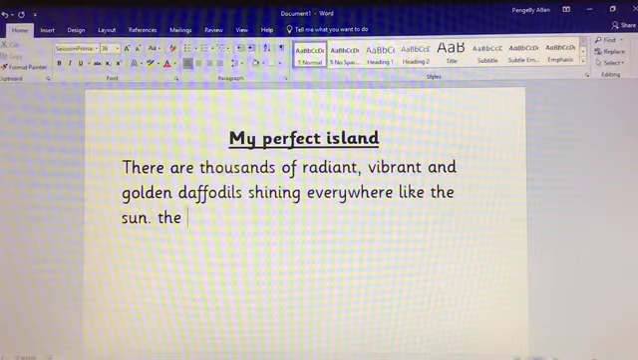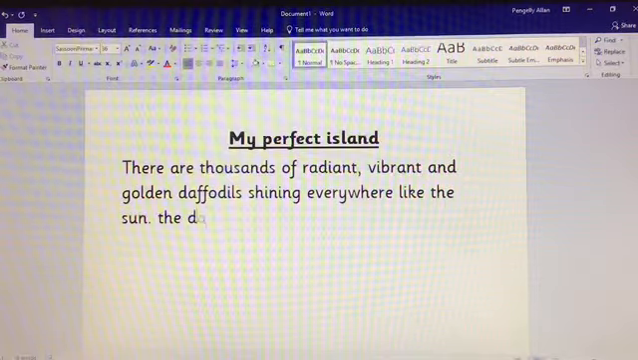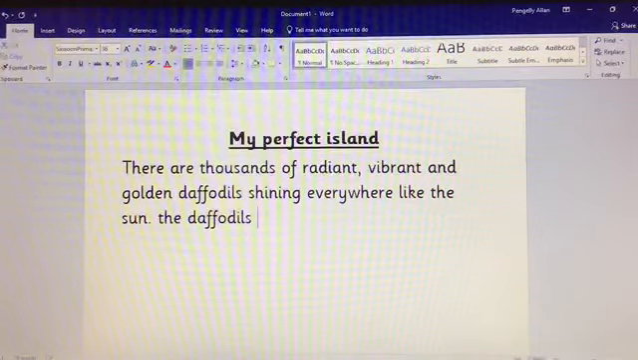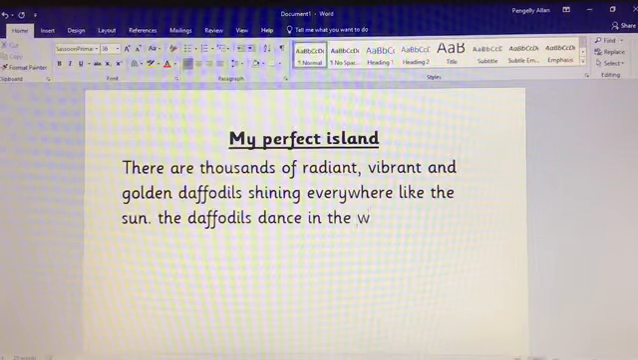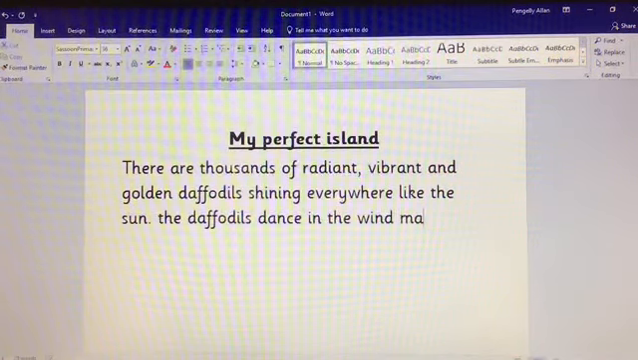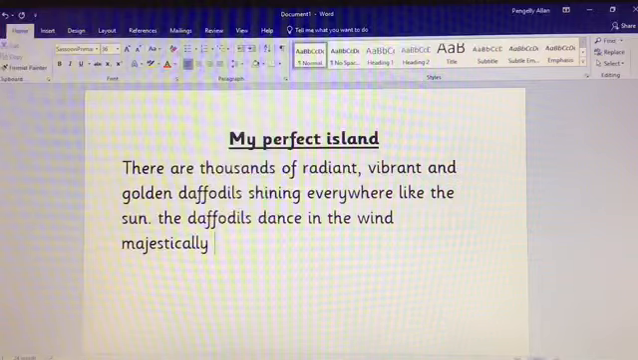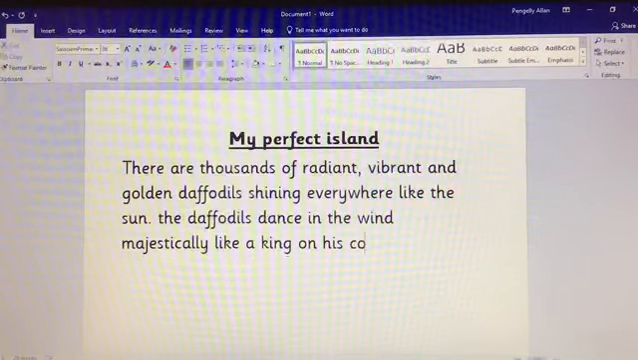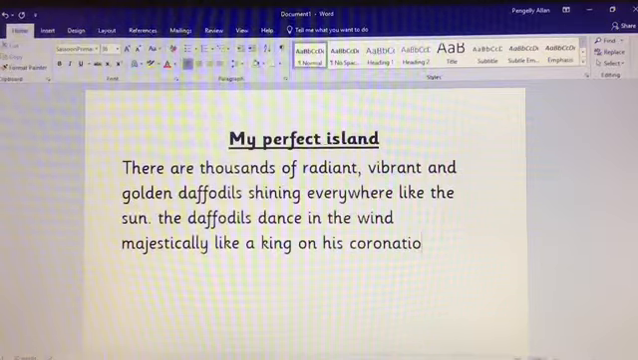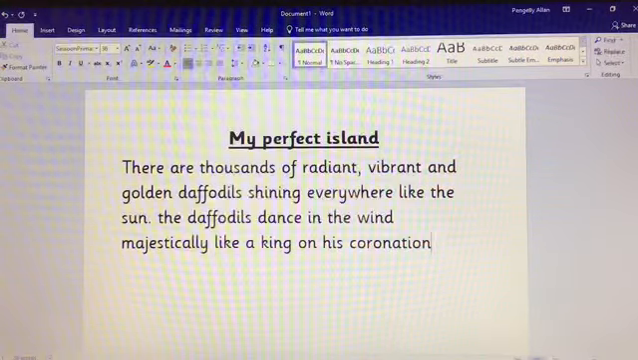I'm going to write another sentence about the daffodils. In fact, I've already started writing one with the. So, the daffodils dance in the wind majestically like a king on his coronation. The coronation is when the king gets crowned.